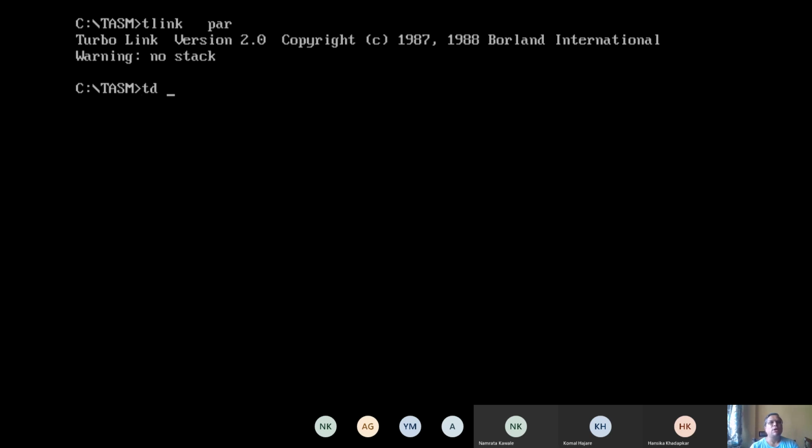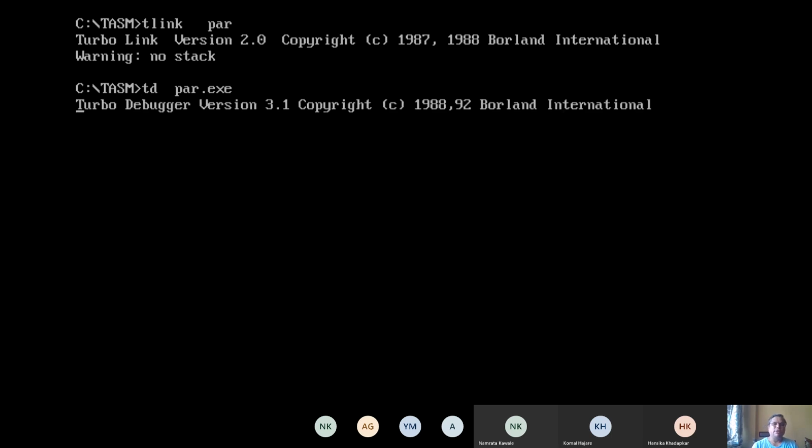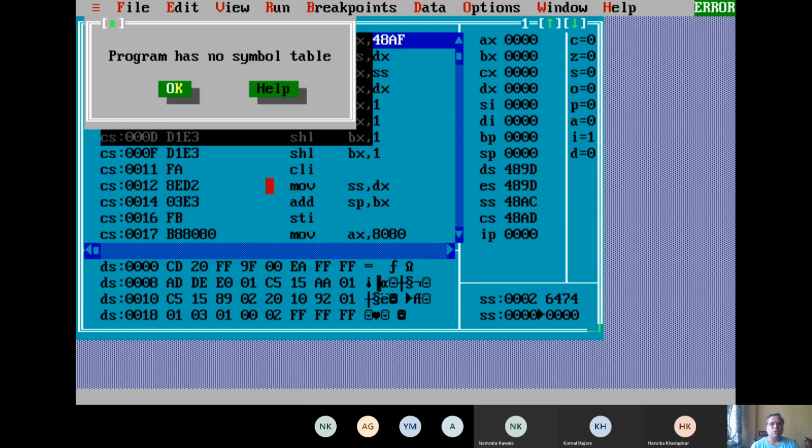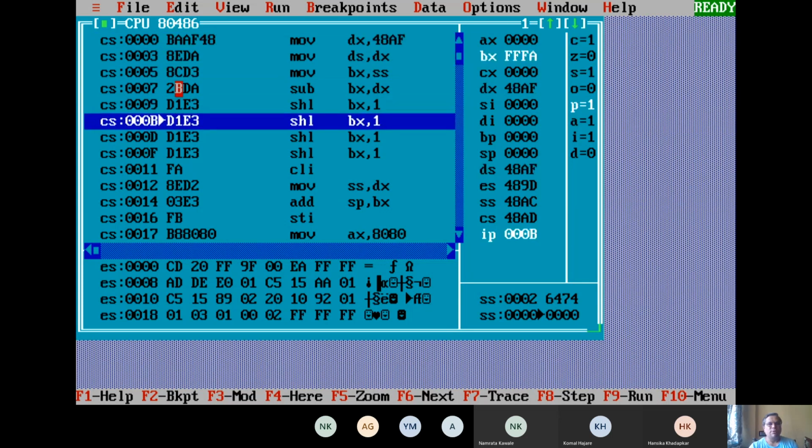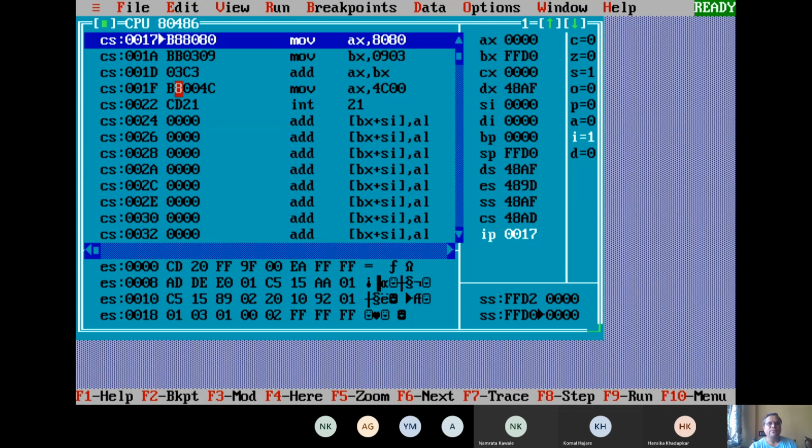Then I can debug my program by writing TD, and then I have to write par.exe. It is very important. Whenever you are debugging a program, you should specify the file name with .exe extension. Otherwise, it will not be debugged, right? So when I press enter, a new window will open in front of me. Okay, program has no symbol table.